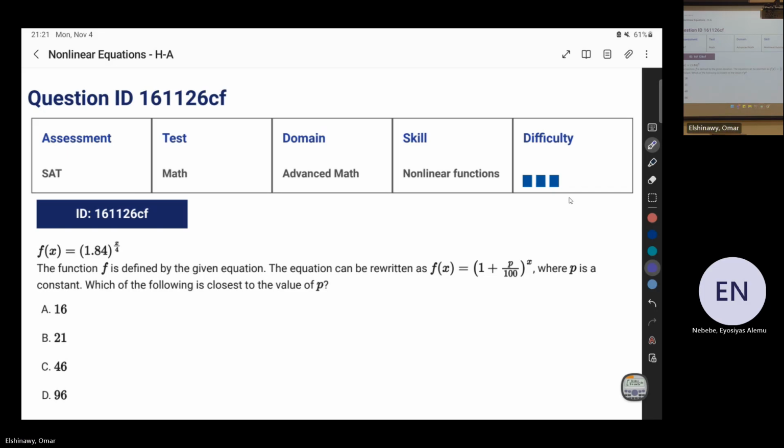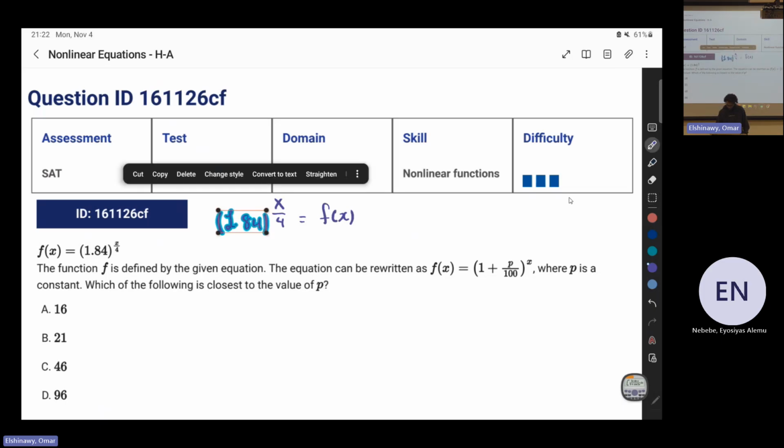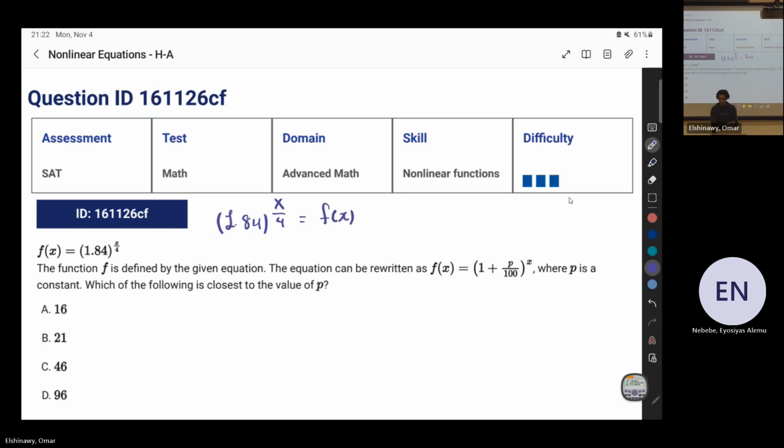Yeah, feel free. I don't understand what the power of x over 4 is. Yeah, I'll write it more clearly. This is f of x, and it equals 1 plus p over 100, to the power of x. But that means that x is 1 plus p over 100, the x power over 4.